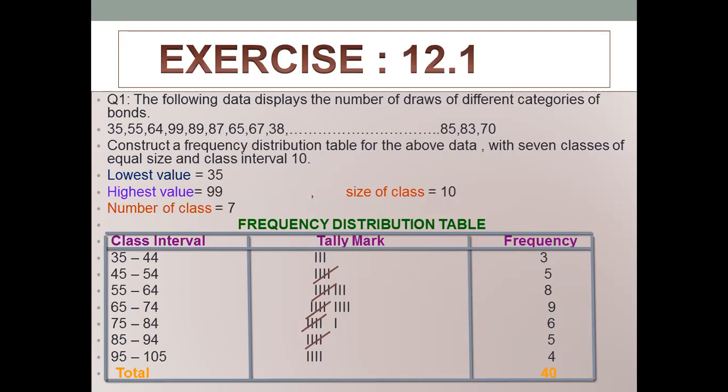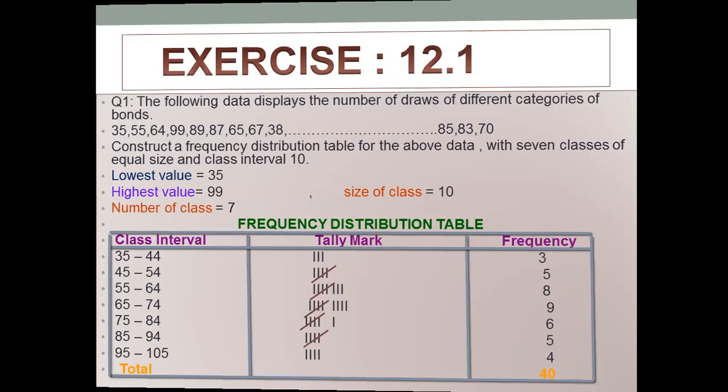Do you recall from your memory? We have done this in class 7. The same procedure. We find the lowest value and the highest value. Then we calculate the class interval and the number of classes, but in this question the number of classes and the size of the class are already given. So we make the classes according to the number of classes 7 and the size of the class which is 10. In each class, the difference must be equal to 10, like 35 and 45, 44 and 54. Is it clear to you? Yes, come to question 2.